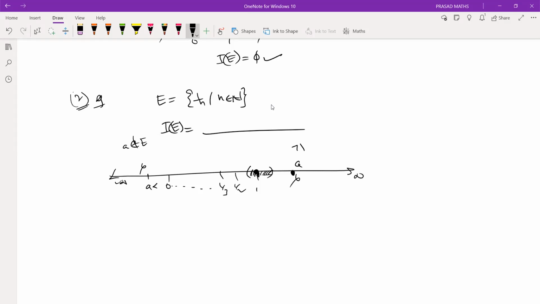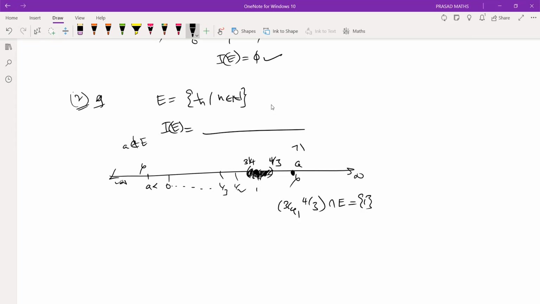Suppose I choose the interval from 3/4 to 4/3. It is a neighborhood of 1. Already I told you any bounded open interval can be treated as a neighborhood. This is a neighborhood: (3/4, 4/3). In this neighborhood, does it contain any point other than 1?